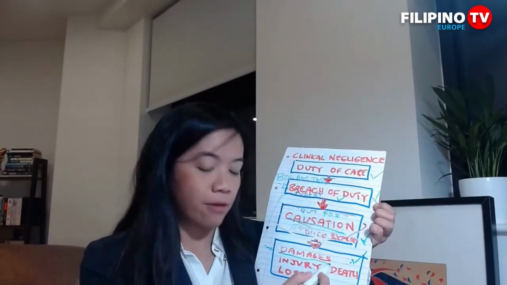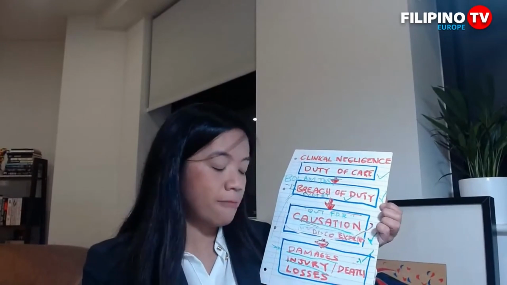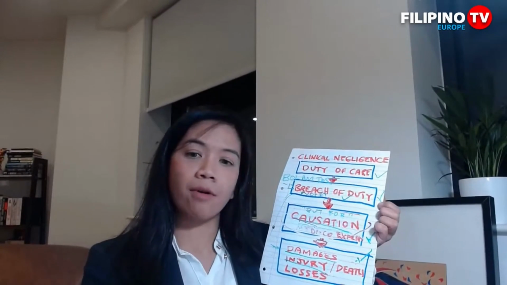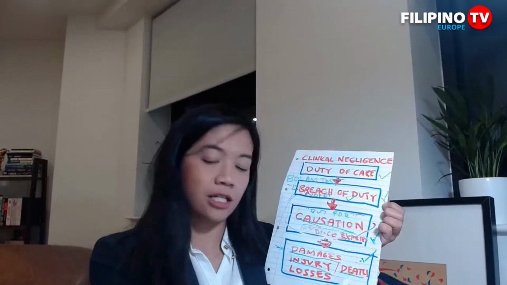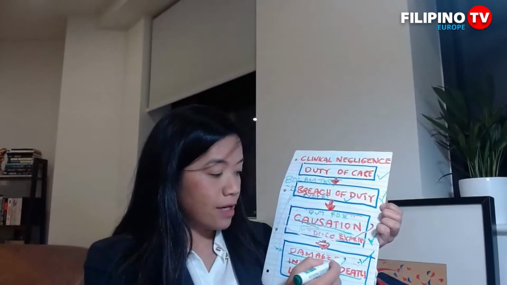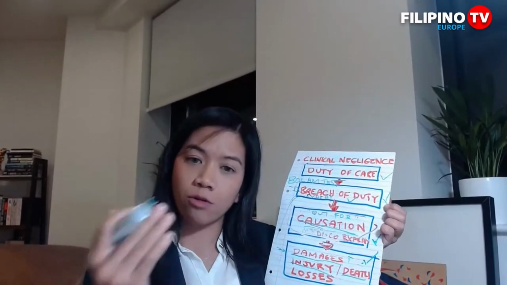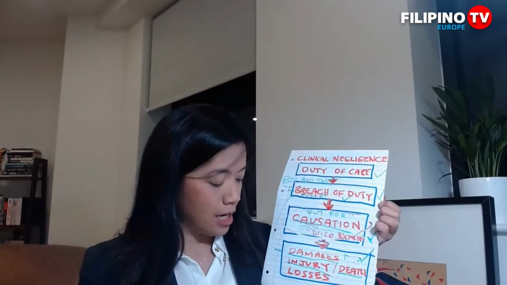So, kailangan kompleto pa rin yung number 4 element. Kailangan you have to prove may damages, and that could be financial damages as well, loss of earnings, loss of income because meron kang injury. If a family member died because of clinical negligence, yung next of kin or yung executor ng estate can still sue, and they can prove as well financial losses kung breadwinner ba yung namatay and they were all financially dependent on the person who died.